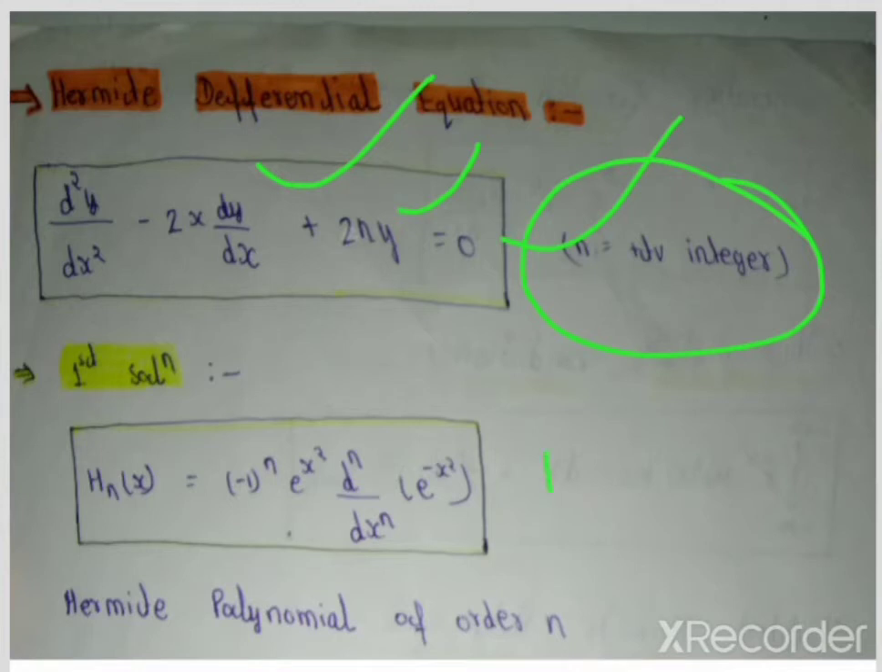The solution of this equation is denoted by H_n(x), which is equal to (-1)^n times e^(x²) times the nth derivative with respect to x of e^(-x²). How to remember? Outside is plus and inside is minus, so you remember it. This equation is of nth order.